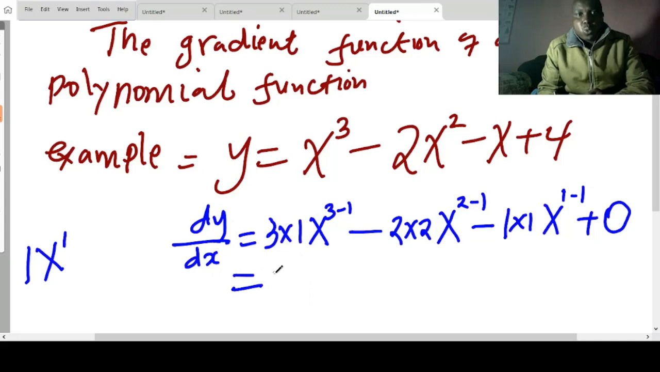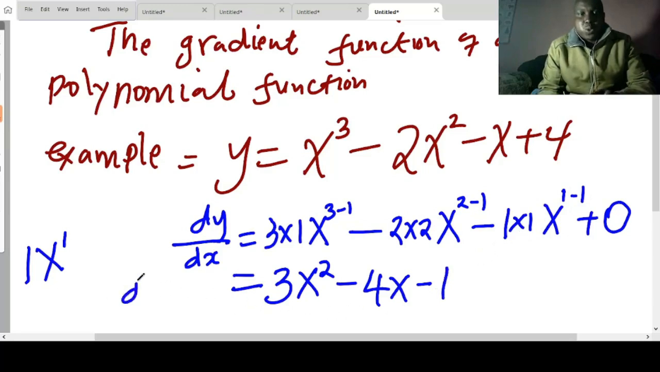3 times 2, the answer is going to be 3x squared minus 4x, we don't write the 1, minus 1 times 1 is 1, and then x, 1 minus 1 is 0. A number raised to power 0 is 1. So x raised to power 0 is 1, so 1 times 1 is 1. And that is the gradient function of that polynomial. So dy over dx is equal to this, and this is the gradient function of this polynomial.